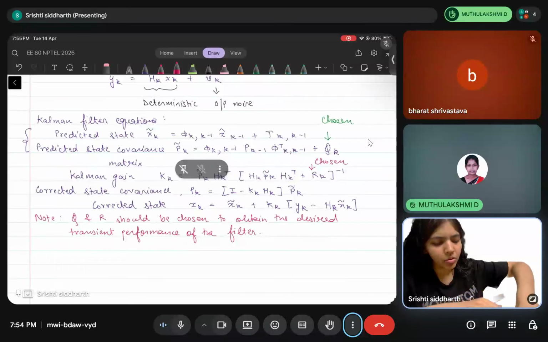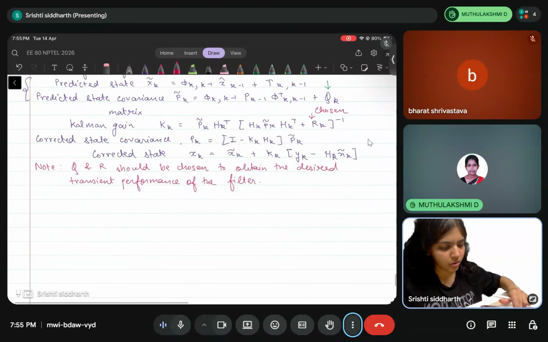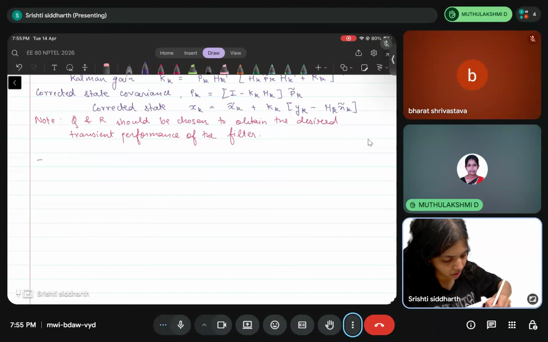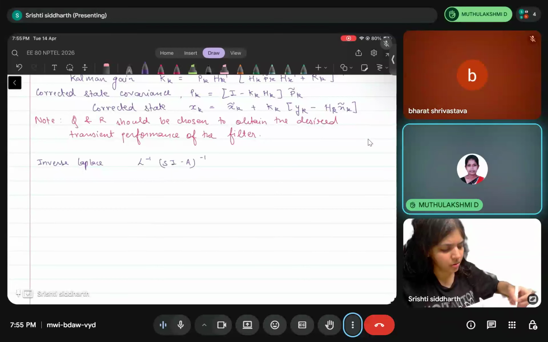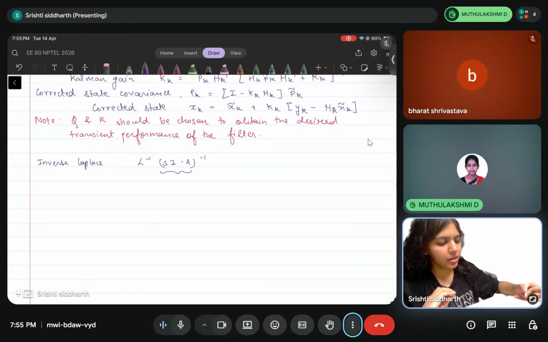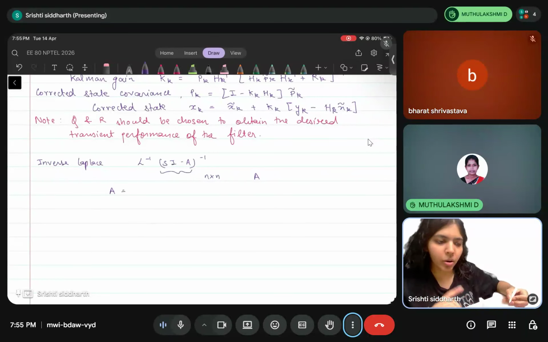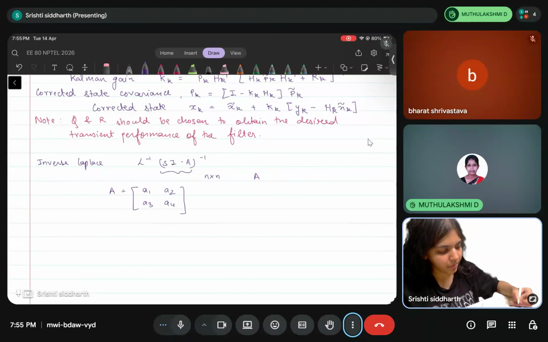You need inverse Laplace to find what? Ah, okay. So you want the Laplace inverse of sI minus A inverse, right? So sI minus A is a matrix of size n by n, and A can have any form. A does not need to be triangular. Let's say for a second order system the elements of A are a1, a2, a3, a4. These are constants.